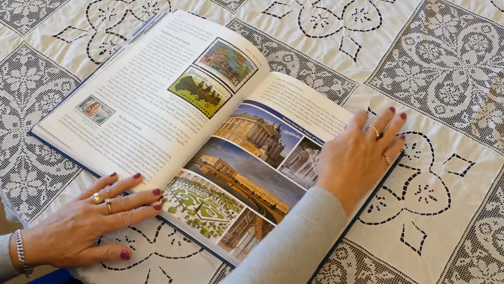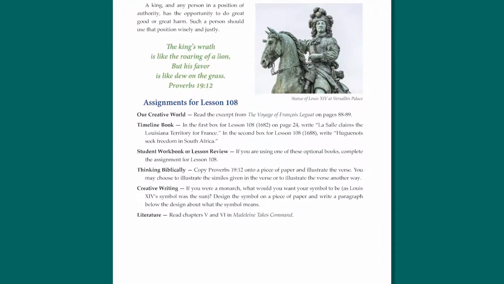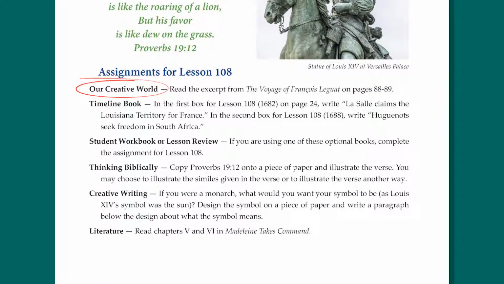The next lesson in Unit 22 moves to France. It is a biography of King Louis XIV. The assignments for this lesson include a reading from Our Creative World. In this case, it's an account by a Huguenot who fled persecution in France and spent time in South Africa. Students also complete a timeline entry, today's activity in the student workbook or lesson review, the Thinking Biblically and Creative Writing assignments, and the reading in Madeline Takes Command.